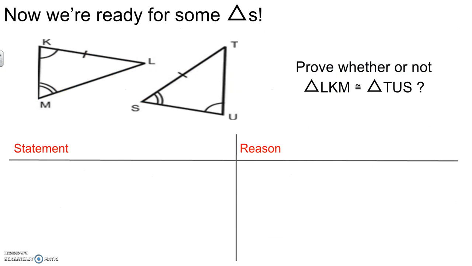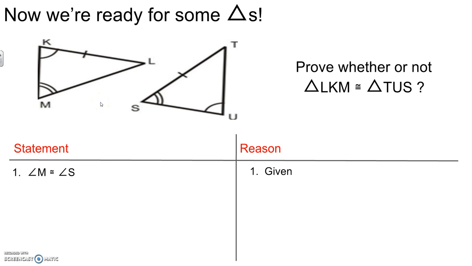Now we're ready for some triangles. Prove whether or not triangle LKM is congruent to triangle TUS. So again, let's start with our given information. When you're given a diagram that has matching markings, that tells you that those two parts are corresponding and that they're the same. Corresponding means matching.